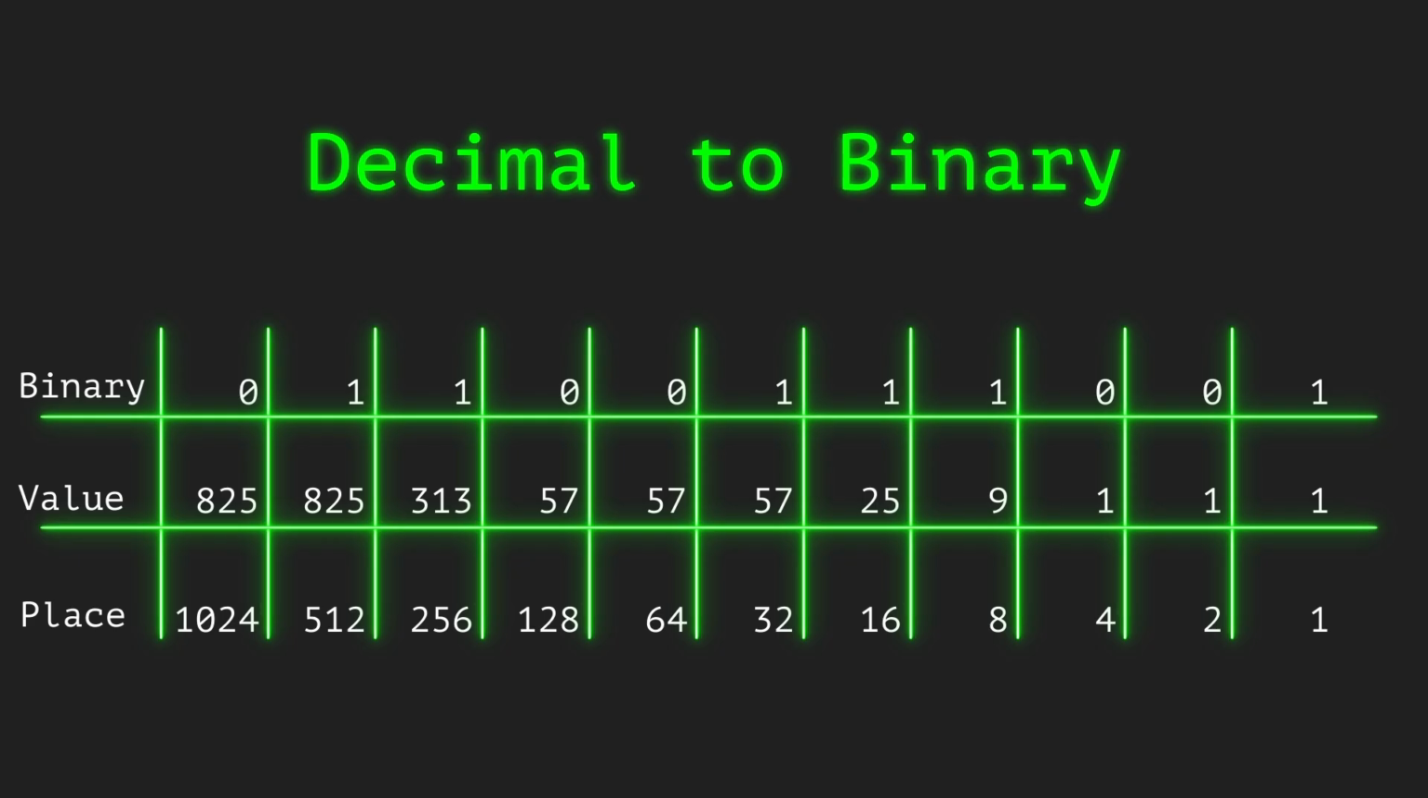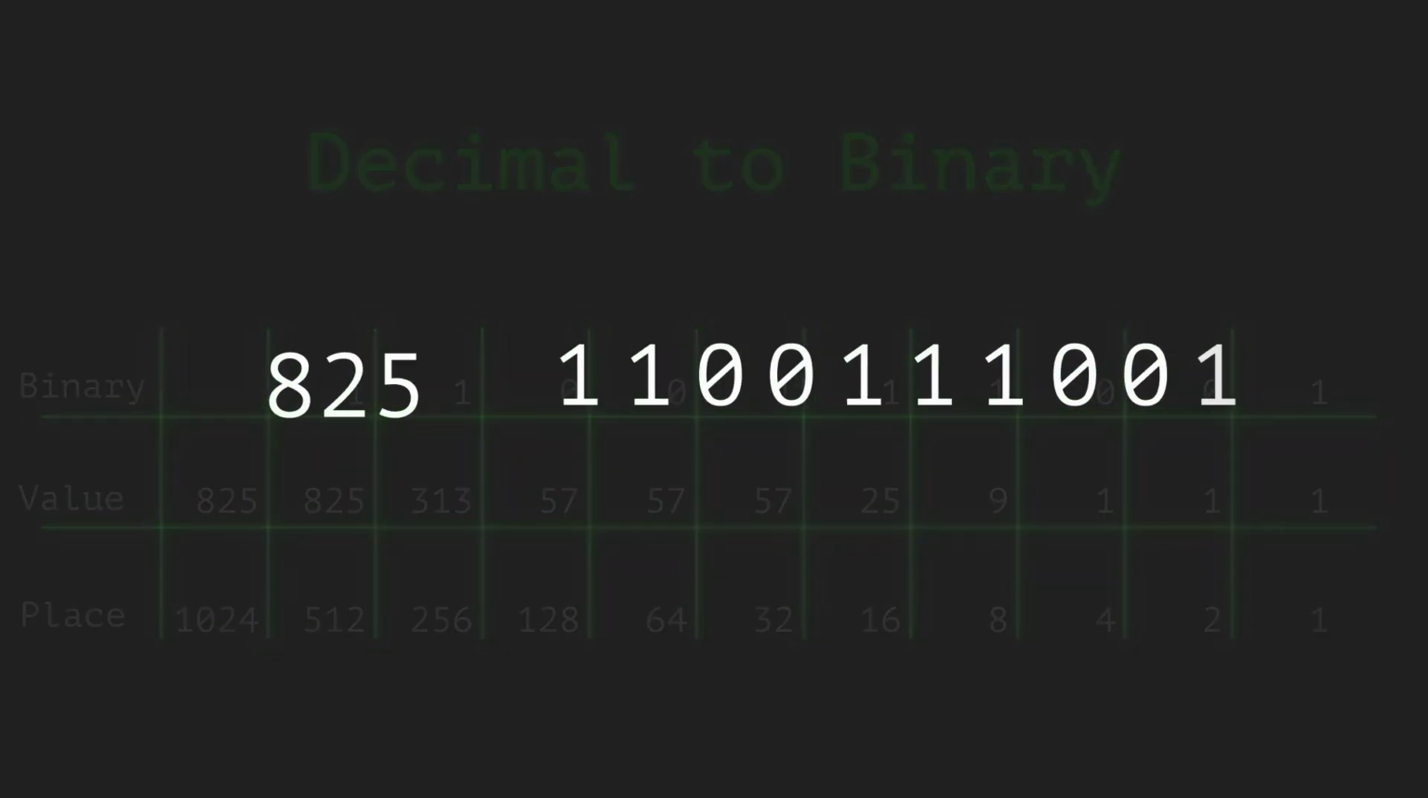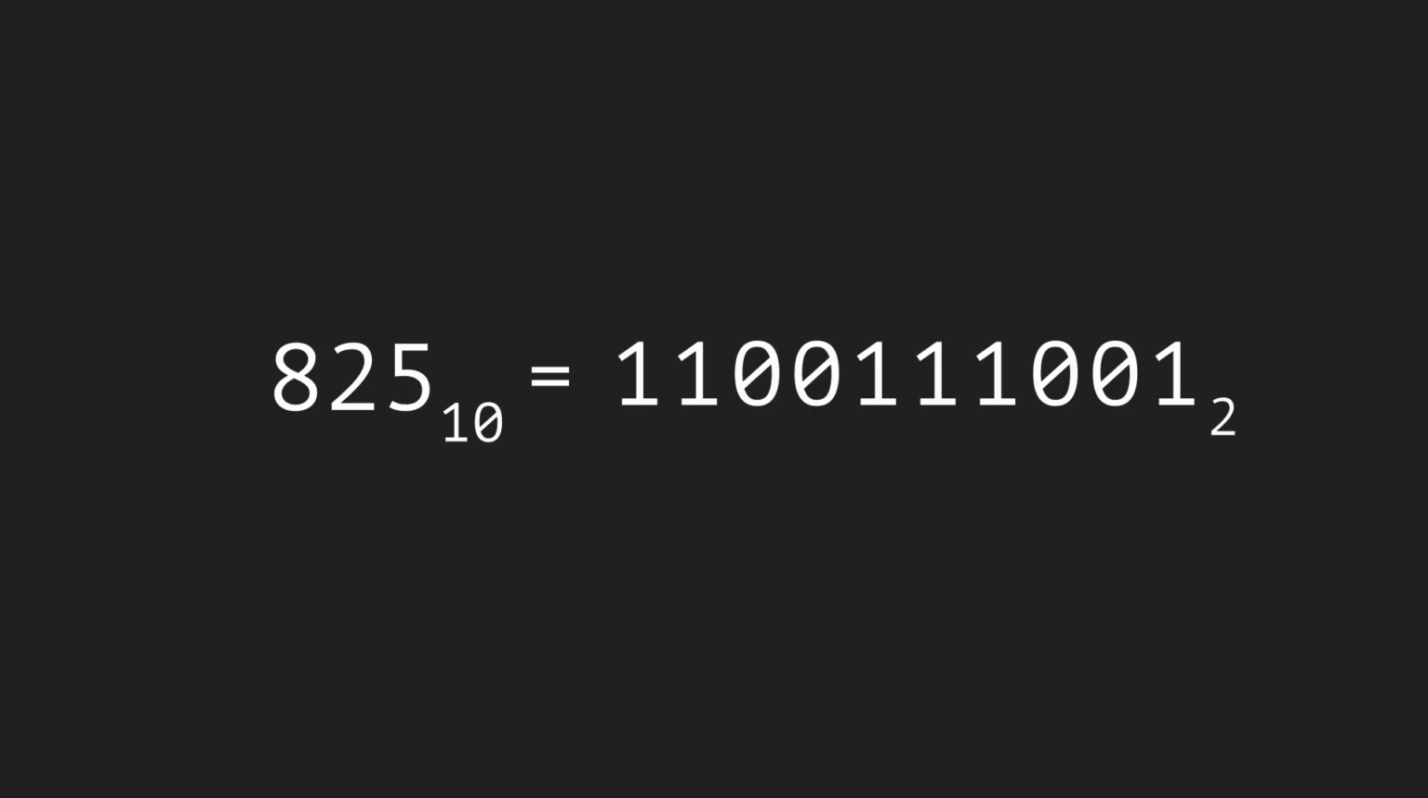825 to binary. Let's next remove the 0 at the beginning of the number, since a 0 at the beginning of any number doesn't provide any useful information, and then write it out. 825 is equal to 1100111001 in binary. To check our work, let's convert the binary number back to decimal.